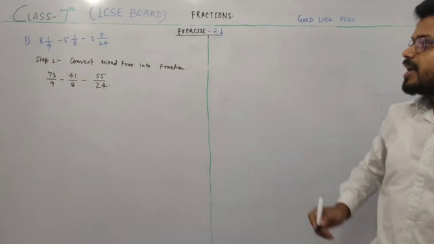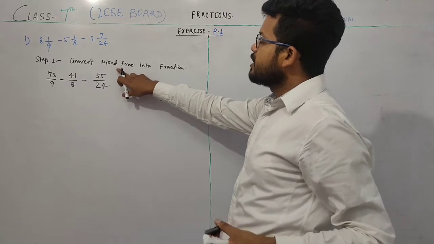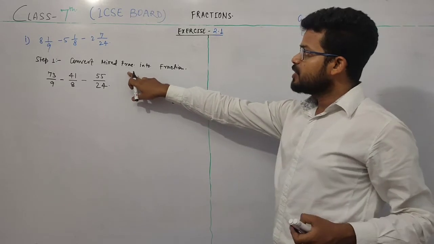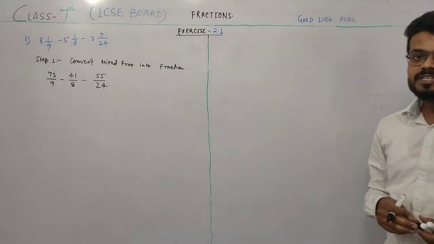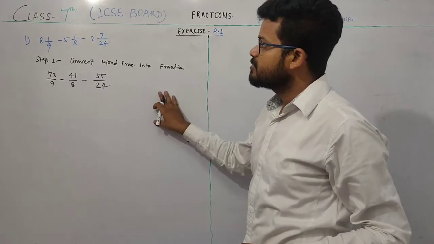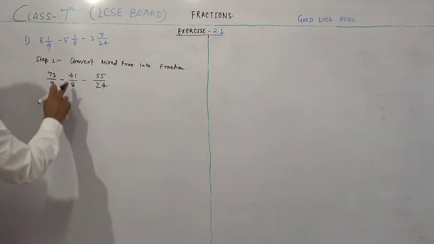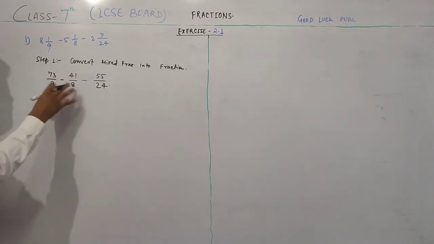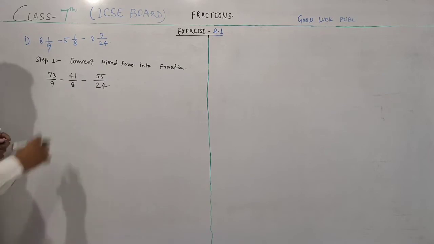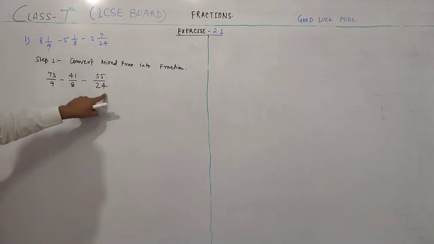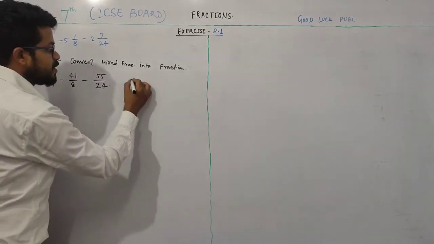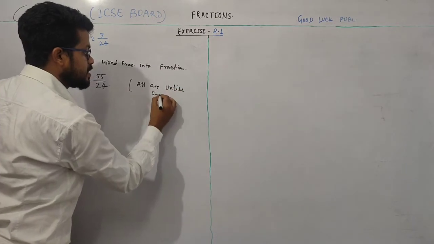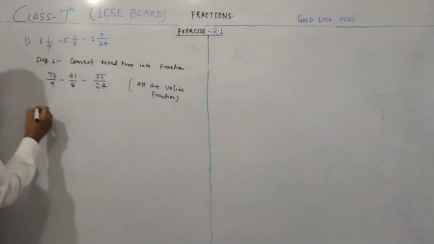So those students who haven't watched that video, in that video I teach you how to convert mixed fraction into fractions. So firstly watch that video, then come to this video. So this is 73 by 9 minus 41 by 8 minus 55 by 24. Now the next step is check whether this is the like fraction or unlike fraction. So this is the unlike fraction. So I write here all are unlike fraction.